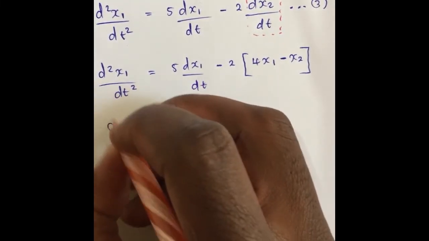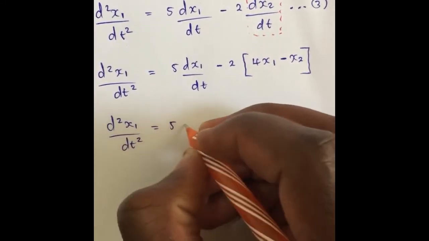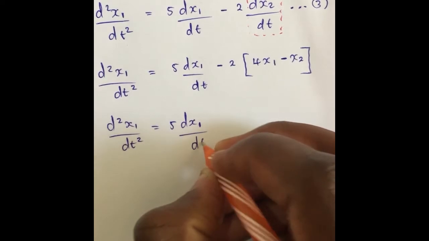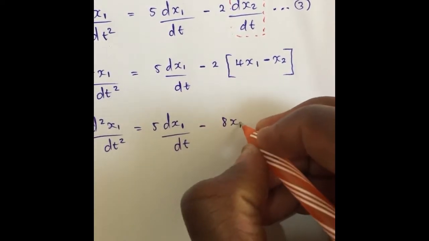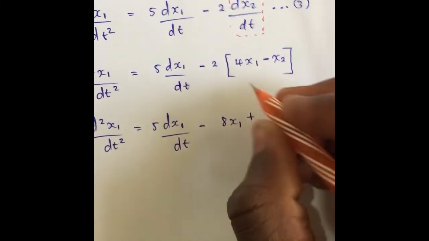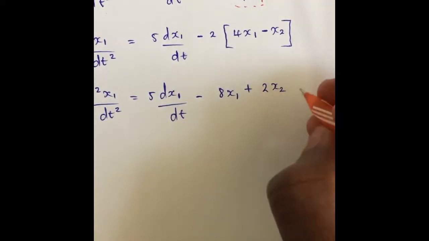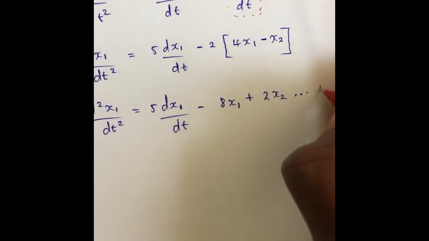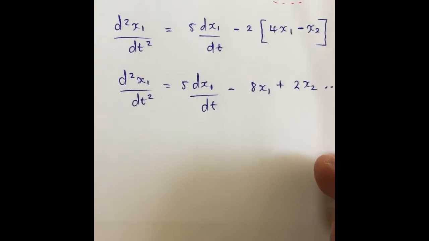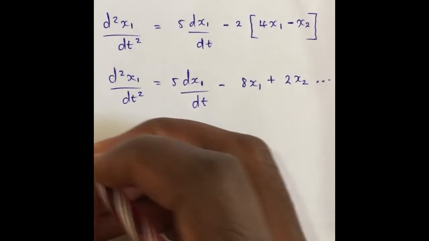So we'll have d squared x1 over dt squared equals 5 dx1 over dt minus 8x1. Now the sign changes to plus. I hope you know the reason why. I would call this my equation 4. So with this in mind, what do we do next? Our next step will be step 3 now.